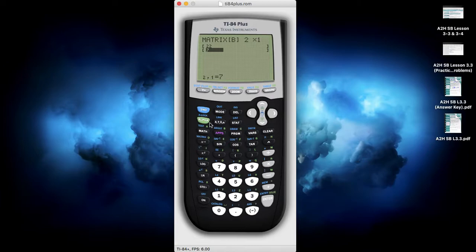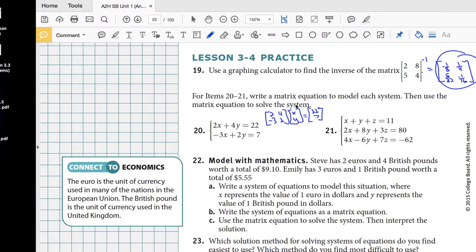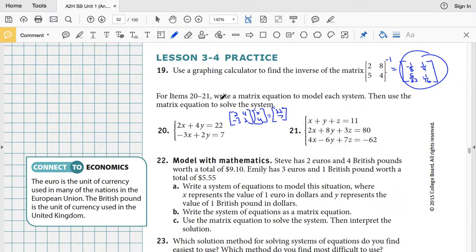Okay, and all we need to do here is go to second quit, and we need to say second matrix A, and we want the inverse of that, so to the -1, times matrix B. Like that, and hit enter, and we have our answer of 1, 5. So that means that x is equal to 1, y is equal to 5.